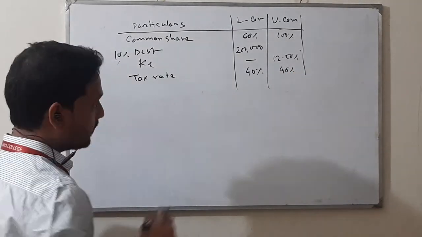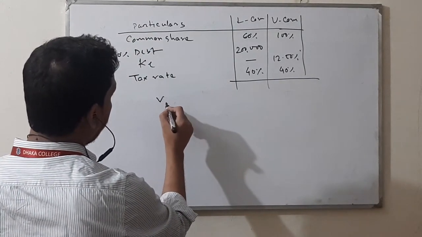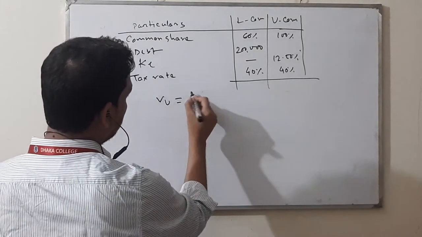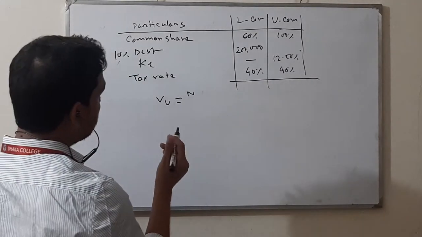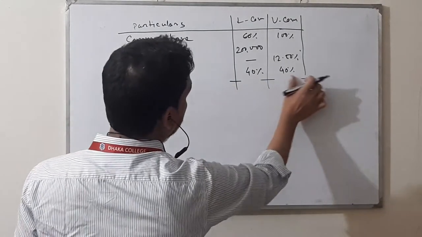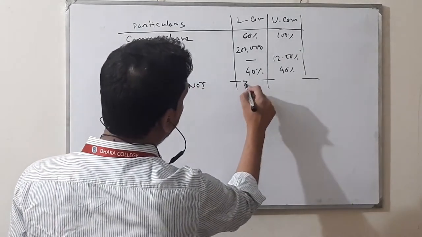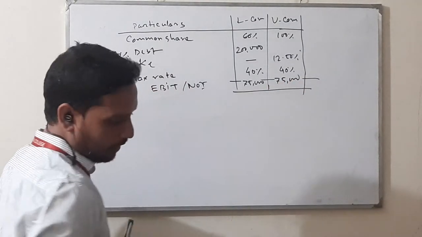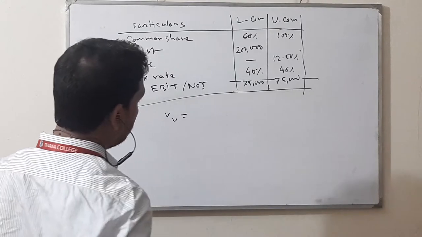Tax rate is 40%. Okay. So we should bring out the value of unlevered. One is missing, I think. EBIT or NOI equal, both of the firms get 75,000 taka. Okay, 75,000 taka.